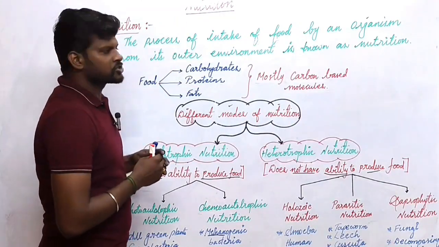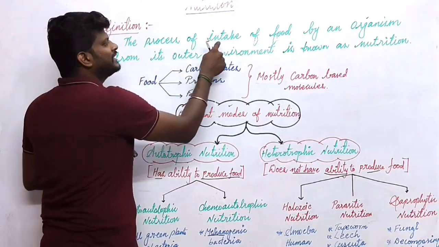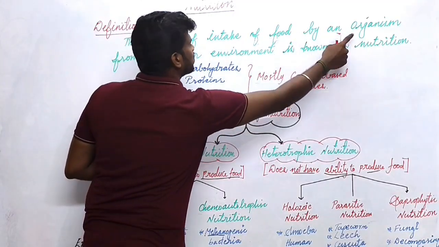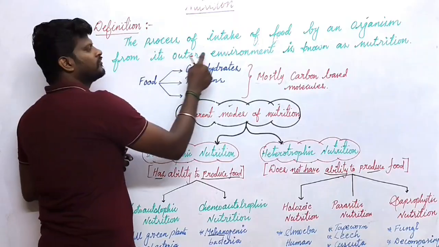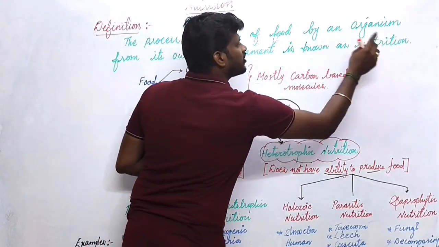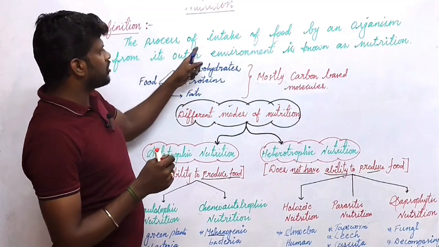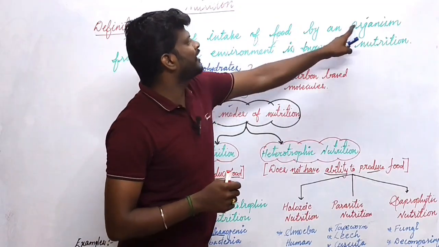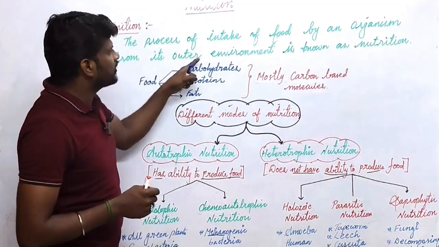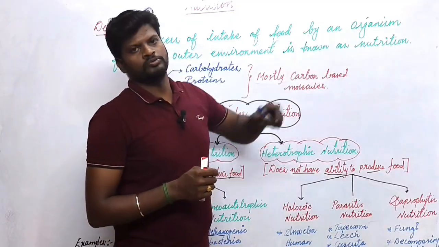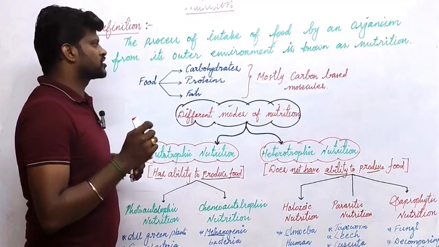Let us discuss the definition. The process of intake of food by an organism from its outer environment is known as nutrition. Very simple definition, right? Again, the process of intake of food by an organism from its outer environment is known as nutrition. Let us understand the definition properly.